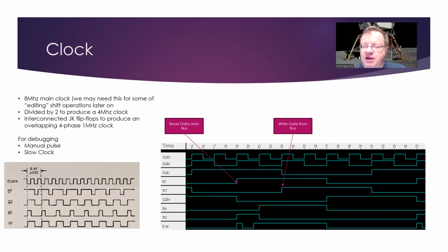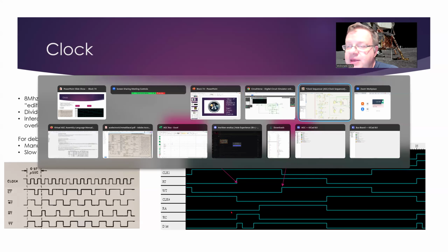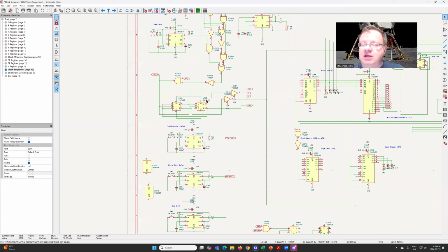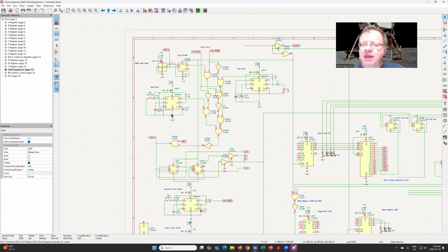So if we look at how that translates into the circuitry itself, here's the clock that I've built out. If you go to the Ben Eater videos where he designs and builds a clock, a lot of this is going to look fairly similar. Here I have the 8 megahertz oscillator, which generates my 8 megahertz signal. And right here is our divider, which divides the clock by 2.